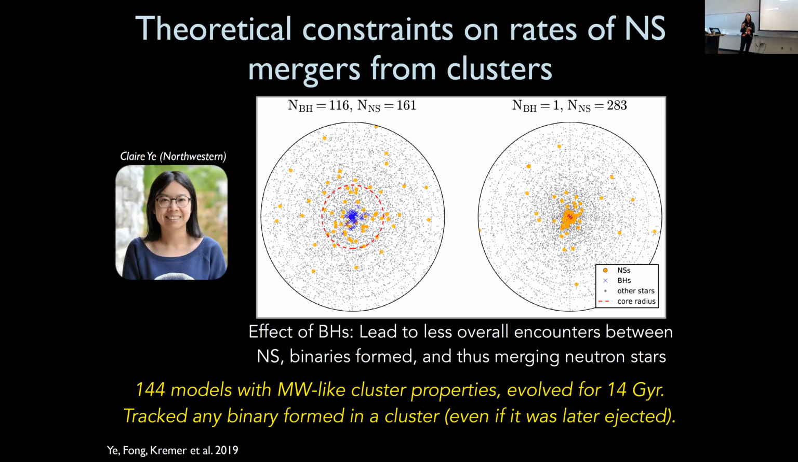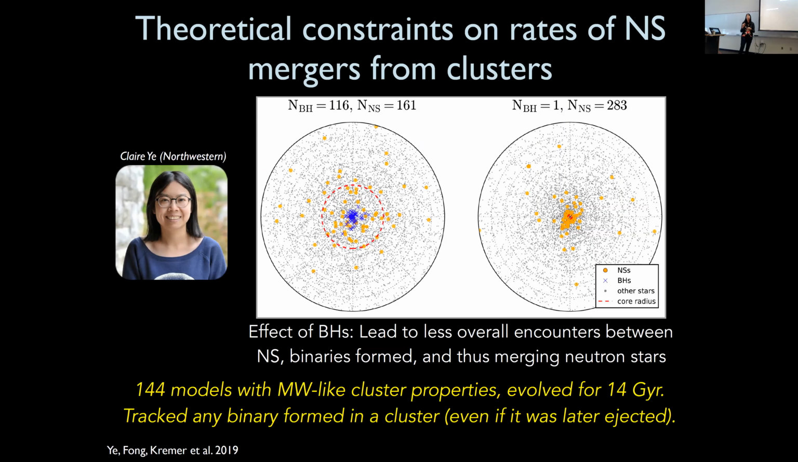These are the overall rates. This is merger rate versus redshift, and this is just very local. You can see that the LIGO neutron star mergers and the upper limit of LIGO neutron star black holes are about 4 orders of magnitude higher than the rates from globular clusters that Claire calculated. So this is one of the first studies that has definitively shown that globular clusters are not playing a viable role in terms of formation.